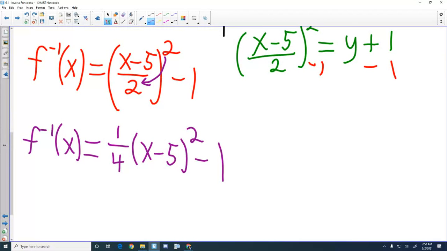Have you seen an equation like this before, first semester? Anyone remember what this form of a quadratic equation is called? Yeah, that's vertex form, right? That's a parabola. Where's the vertex of that parabola? Remember, you flip the sign of the number in the parentheses. So the vertex would be at 5, negative 1.